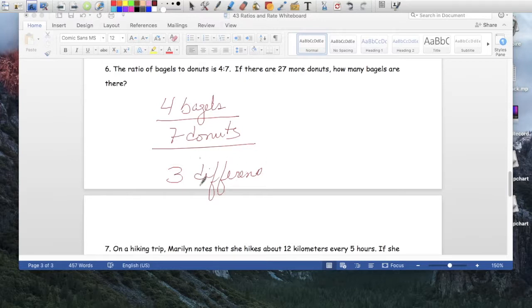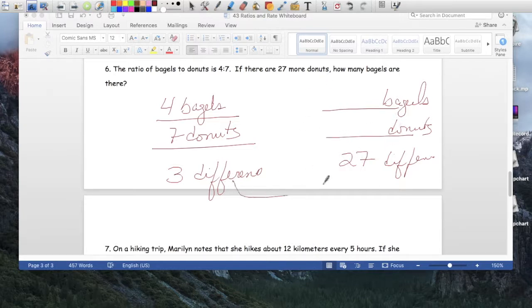3 is the difference between the amounts. Notice that usually we write total here. This one I'm doing a little bit differently. So at the initial ratio of 4 to 7, 4 bagels, 7 donuts, there is a difference of 3, which means there are 3 more donuts. So over here, I'm going to write bagels again, donuts again, and difference. What happens when the difference between the two amounts is 27? The difference between the two amounts is 27.